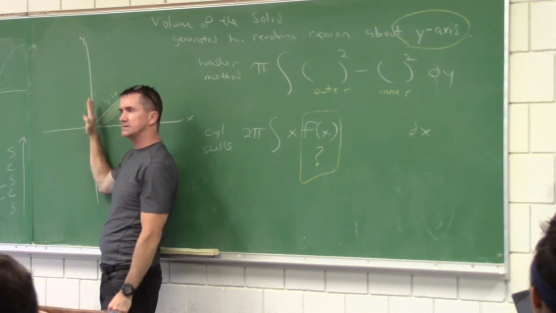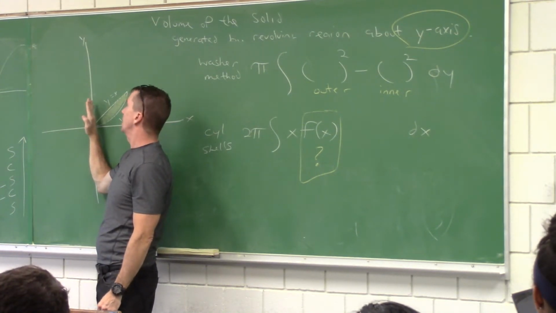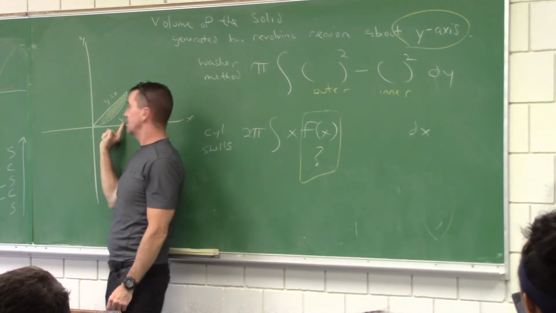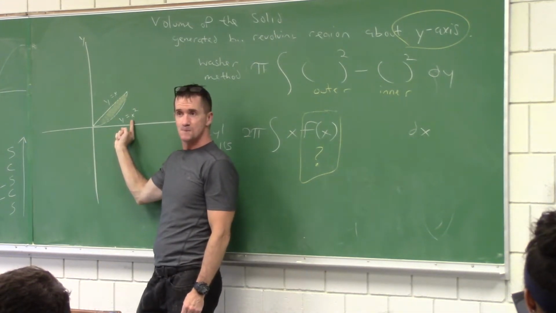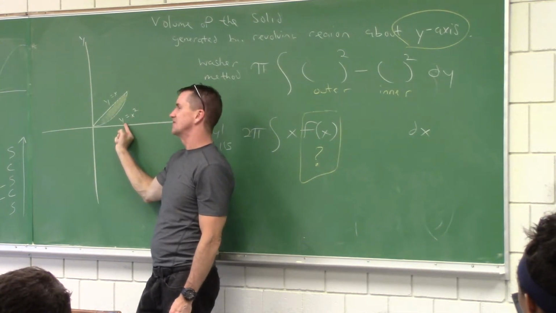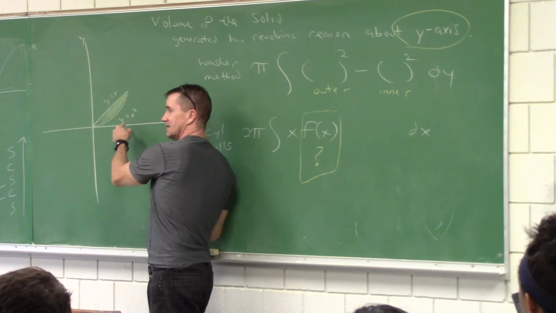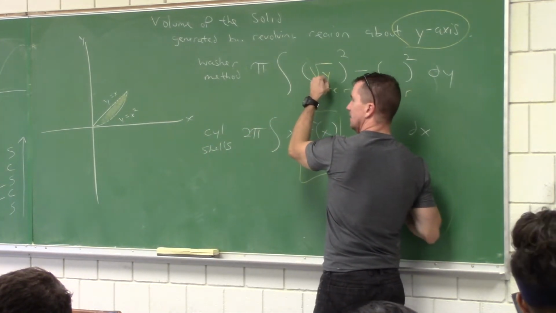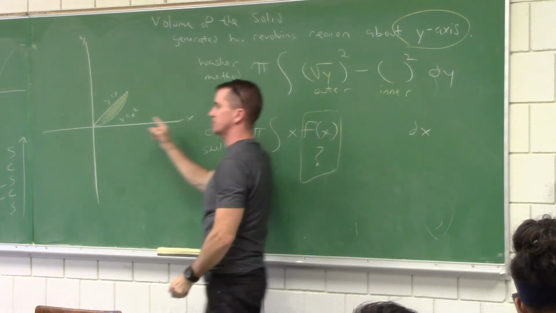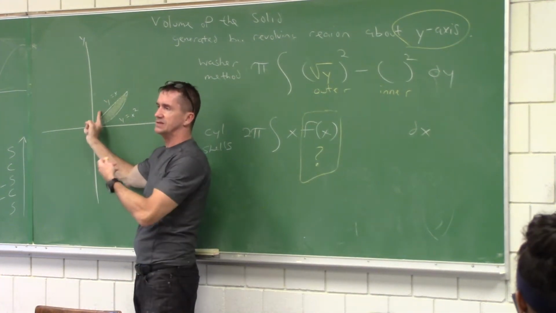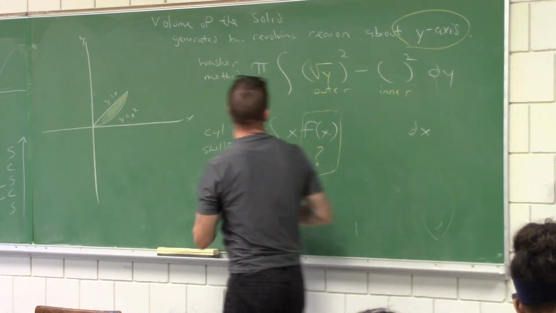Let's go around the y-axis. Which one's further away from the y-axis? X squared. Okay, so this one's further away, but you have to solve for what letter? So what would x equal to? Square root of y. All right. Now, who is closer? The inner. But I need you to solve for x. What's x equal to? Oh, this was easy. It's just y.